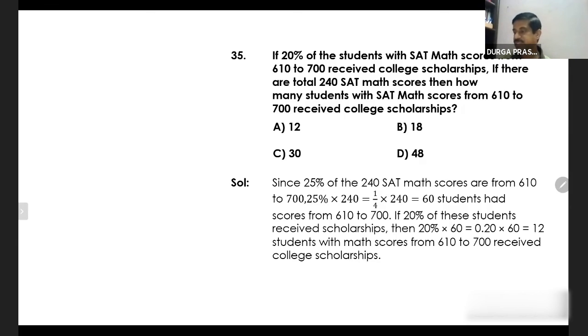So 25% of 240 SAT math scores are from 610 to 700. So 25% of 240 is 1/4 of 240, that is 60 students. Okay. But out of this, it should be 20% because they actually got it as 20% if you remember. So 20% of 60 I should take. So 20% is 20 by 100 into 60, that is 12 students. So 12 students is option A. Please note it fast, quick.